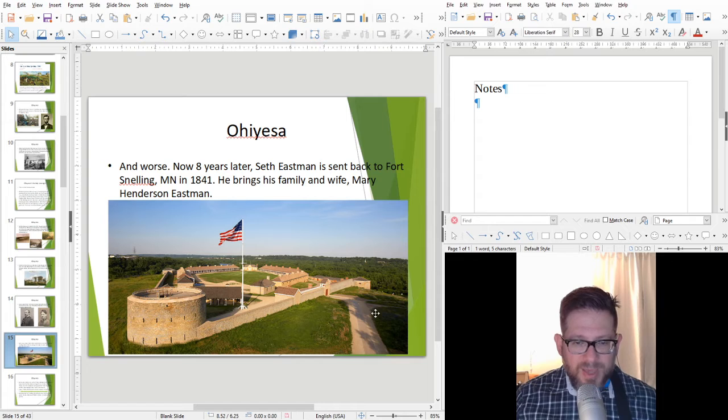Eight years after coming back to D.C., he gets deployed back to Fort Snelling. Right, this is 1841, and he goes back. He brings his family with him, his wife and their kids. And his wife is now known as Mary Henderson Eastman. He goes back, and Ohiyesa's grandmother is still there, raising Ohiyesa's mother.